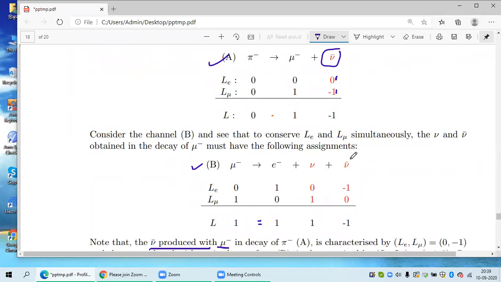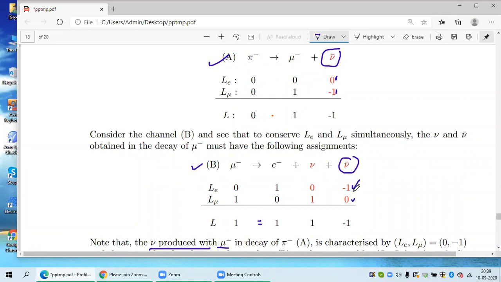And there is a nu bar here also, in the mu decay. The nu bar in pion decay and the nu bar in mu decay have LE value -1 and 0. It's the opposite of this. So this has LE value 0, L mu value -1, charge 0, spin half. This has charge 0, spin half, that is okay. But LE value and L mu value are interchanged here.